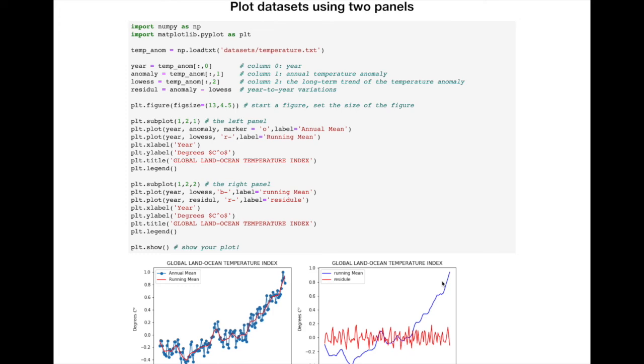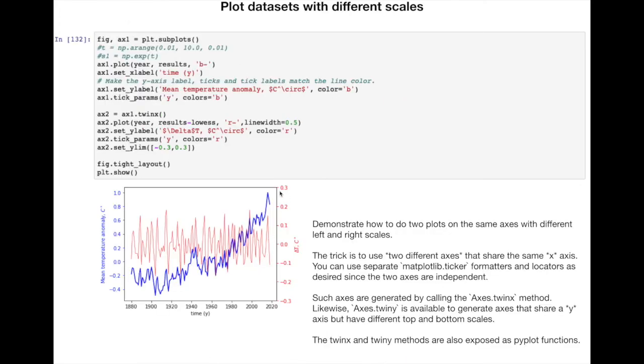So the idea is that we want to show the red plot with a different scale. You can put the two of them on the same plot by using different scales to visualize them. In this case, the trick is to use two different axes. Here ax2 is based on ax1.twinx, which means that they will share the same x-axis but use different y-axes. Now I plot the residual, which is the anomaly minus the running mean, as a function of year, using a red line, and these are all the style controls.